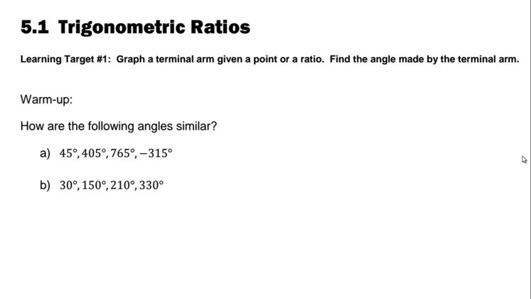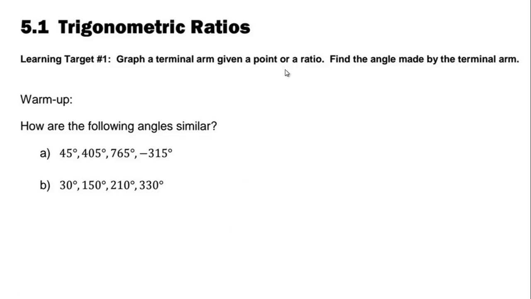Learning target 1 is to graph a terminal arm given a point or a ratio, and find the angle made by the terminal arm. We're going to graph a line or a point on the XY axis, and find the angle made by that line. The point and the line are the same thing: the point is a point from 0, 0, and there's a line connecting 0, 0 and that point.